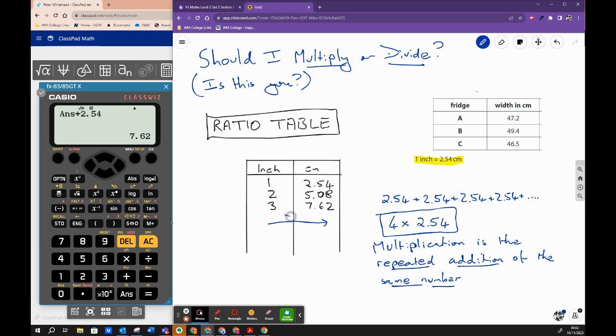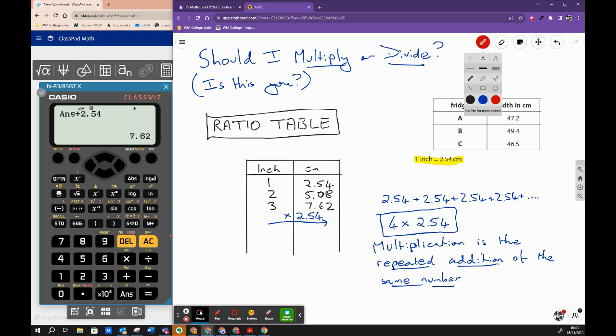So what I'm doing as I go from my inches column to my centimetres column is that I'm multiplying by 2.54. And try that out on a calculator, that if we keep adding 2.54 a number of times and then we test it out and we do a multiplication, we'll see that it's the same answer. And this is what multiplication is. It is the repeated addition of the same number.